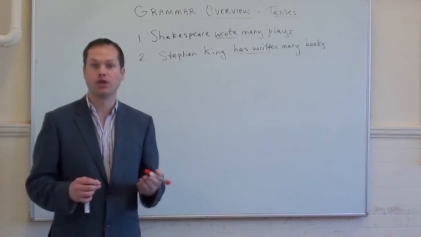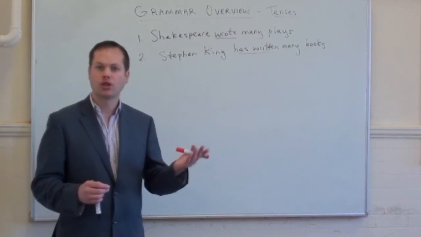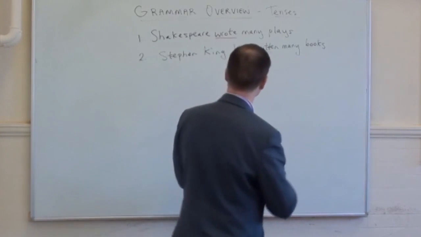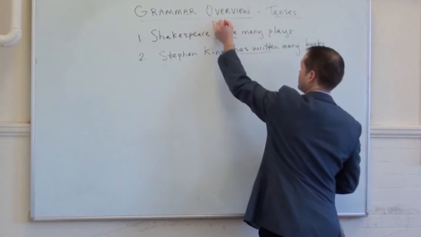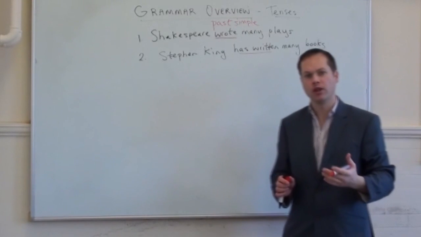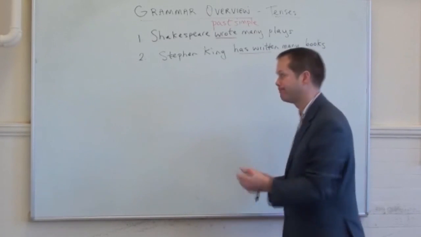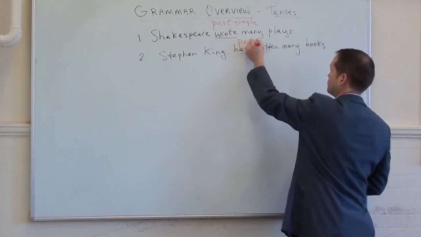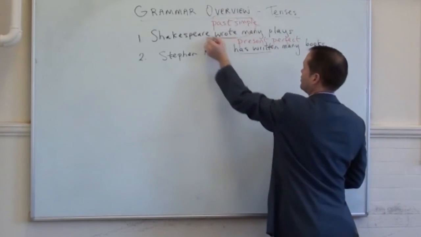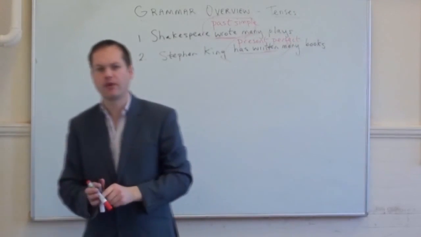So what's the meaning there? Well, the main difference, the difference that we need to remember, is that these are different tenses. The first tense, number one, is the past simple tense. Shakespeare wrote, past simple. The second tense, has written, is present perfect. So let's focus on these two tenses. What's the difference in meaning?